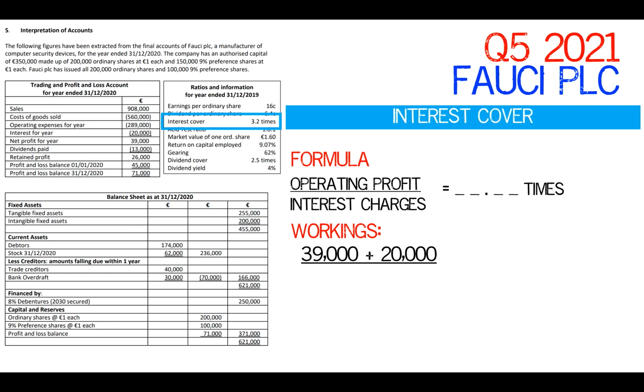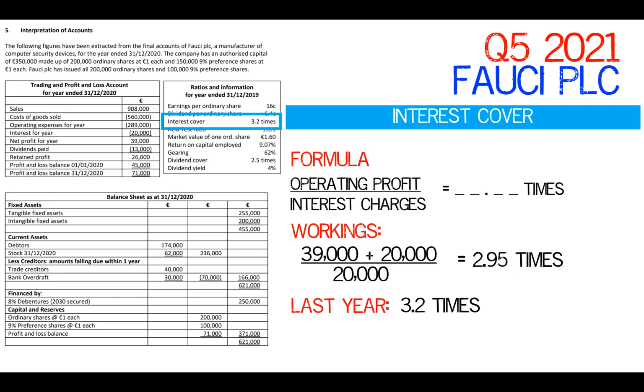So the workings are 39 plus 20. So that is your operating profit figure. Your operating profit figure would be in here somewhere. Okay, that would be where your operating profit figure is. So 39 plus 20 is your operating profit. That is over your interest charges of 20, and that is 2.95 times. So your profits are 2.95 times your interest charges. Now, last year they were 3.2 times. So we want the interest cover to be as many times as possible, because we want it to be as high as possible. So unfortunately, that is a negative trend.